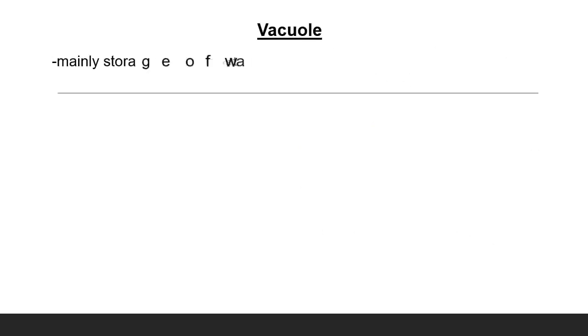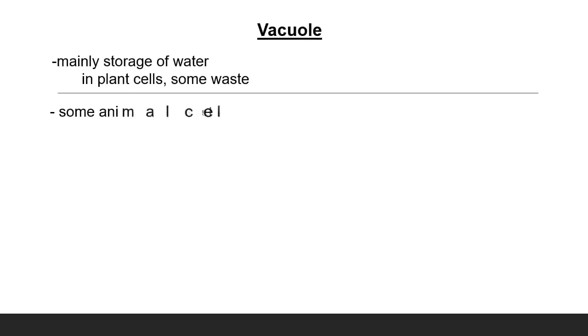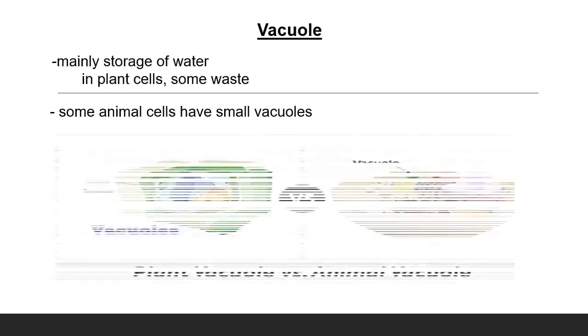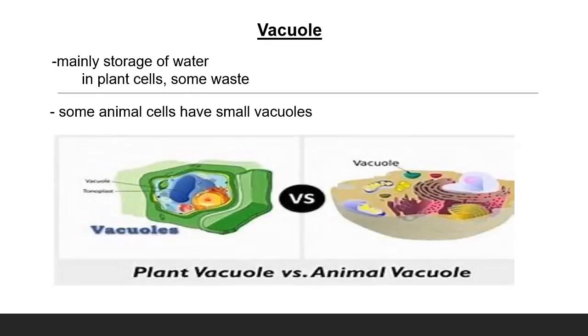Vacuole, a large space occupying the plant cell that stores water, minerals, and some waste products waiting to be eliminated. The diagram shows the difference in size of vacuole in plant and animal cell. There is a bigger vacuole in plant cell compared to the vacuole in animal cell.